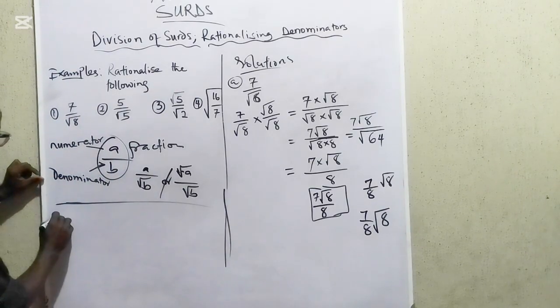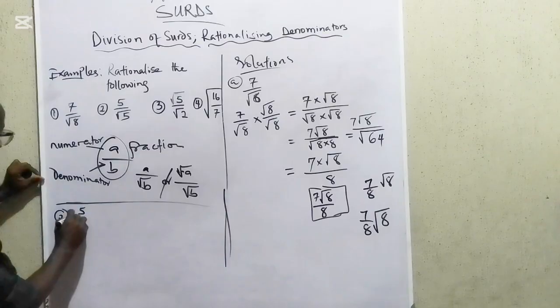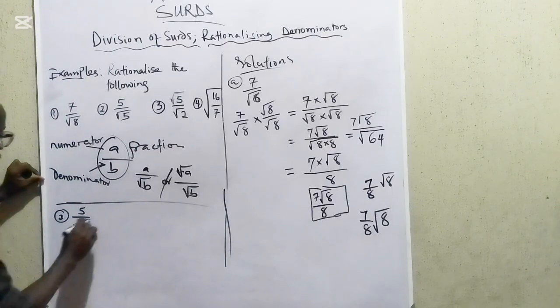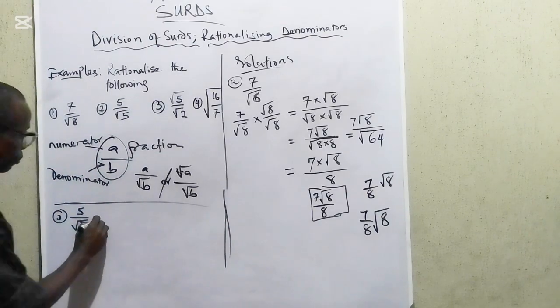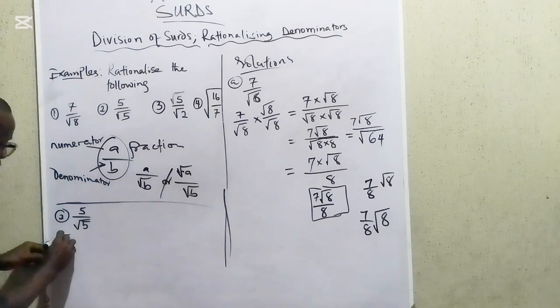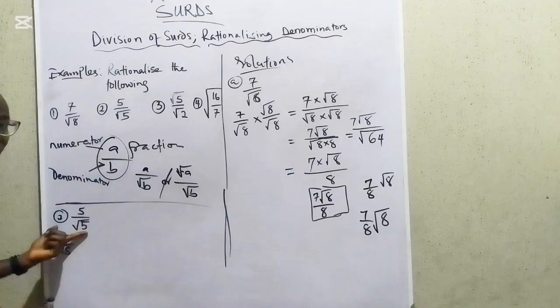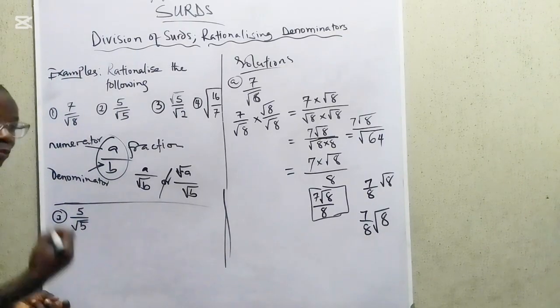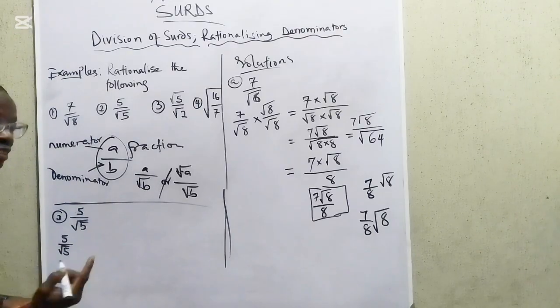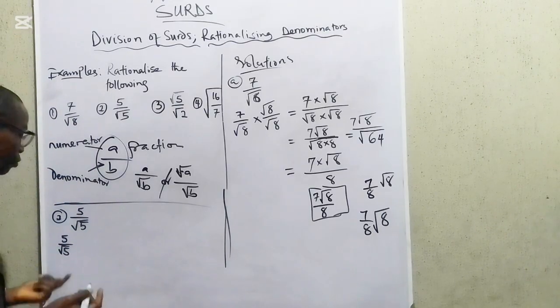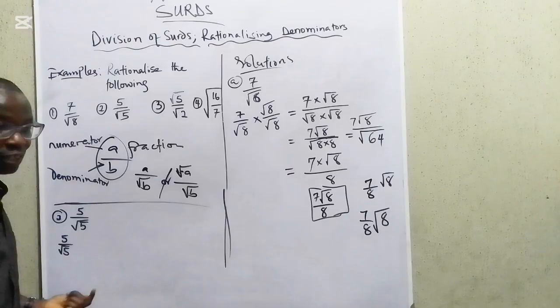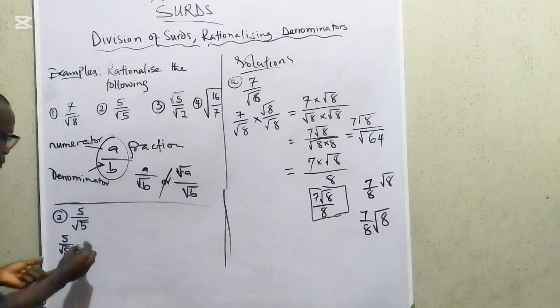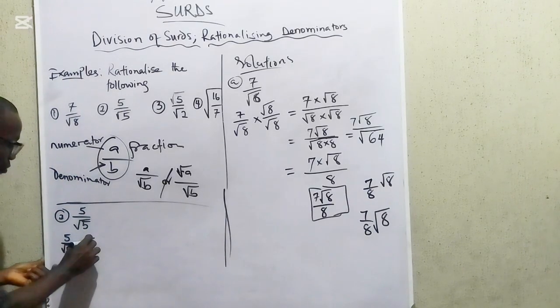The second one is going to be 5 all over root 5. Because we want to make the denominator a rational number, the rule states that we multiply the denominator by the surd that makes it irrational. It turns out that it is only the irrational surd that is the denominator. So we just multiply by this. So it's going to be 5 root 5 all over root 5 root 5.